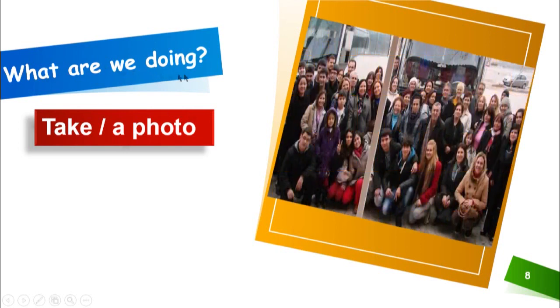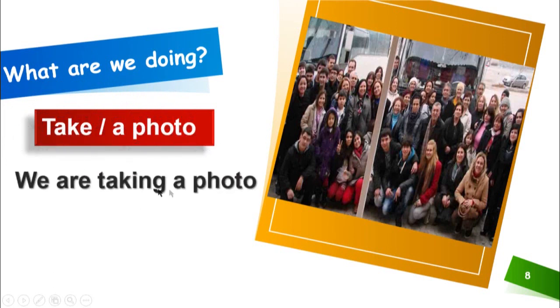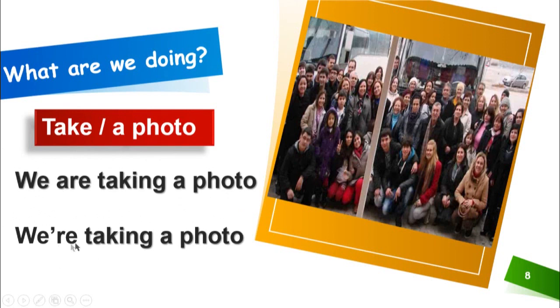Here, what are we doing? So, I'm asking, what are we doing? So, the answer, we are taking a photo. In the short form, we're taking a photo. So here is the short form and here is the full form. Because it's plural, I'm talking here about the plural pronoun we.